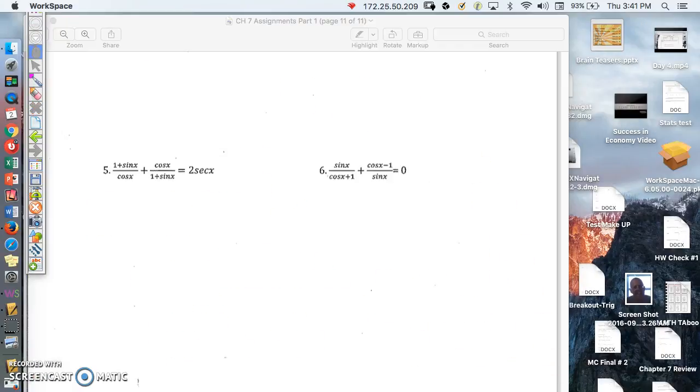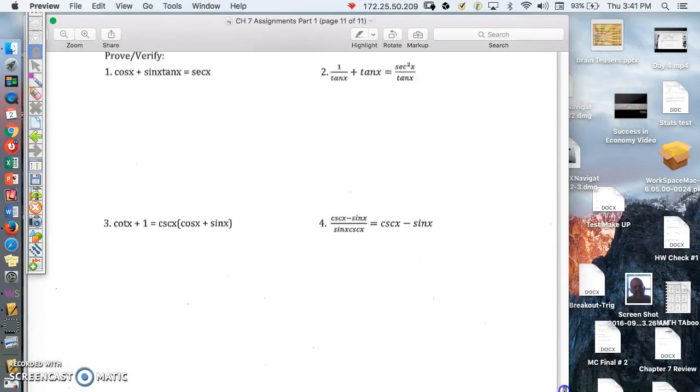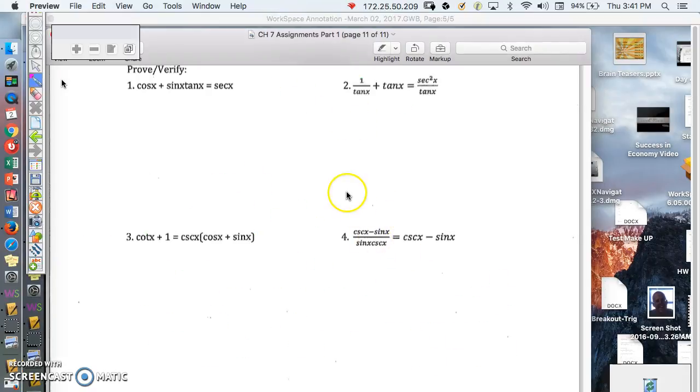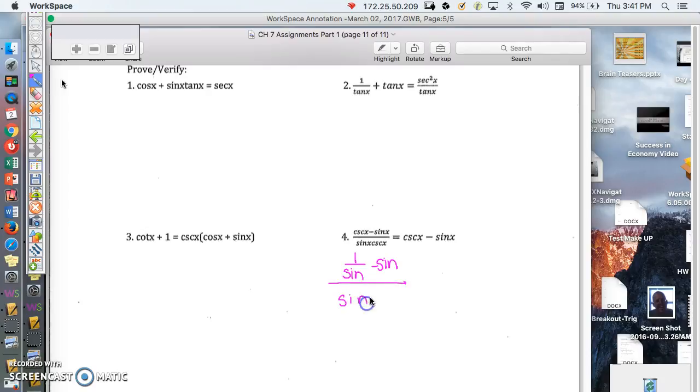And one last one. Let's take a look at maybe this one. So let's see, cosecant, 1 over the sine minus the sine, divided by sine of x. And we're going to leave that one. That one's pretty easy. Actually, let's have you guys try the rest and then let me know if you have any questions.